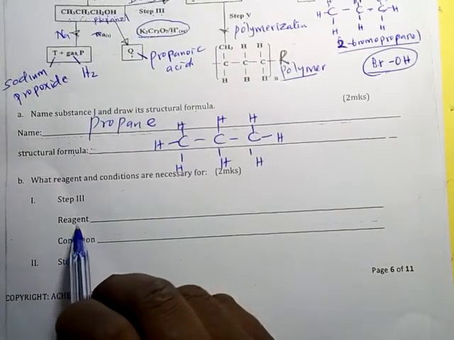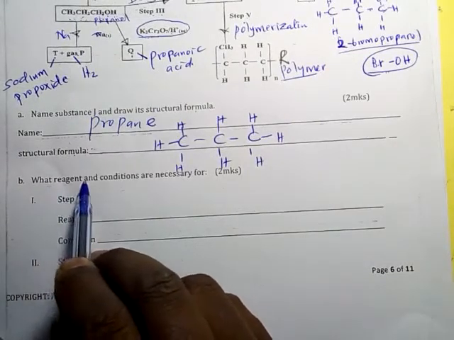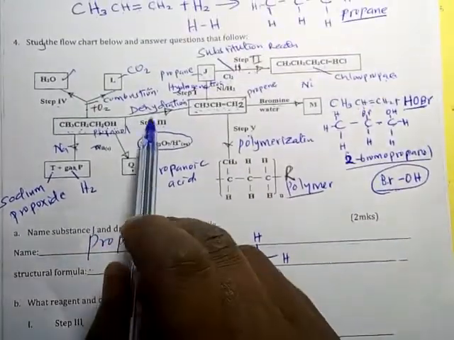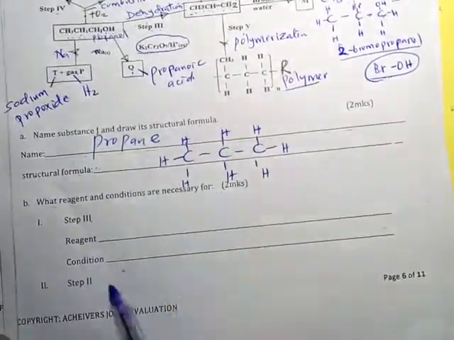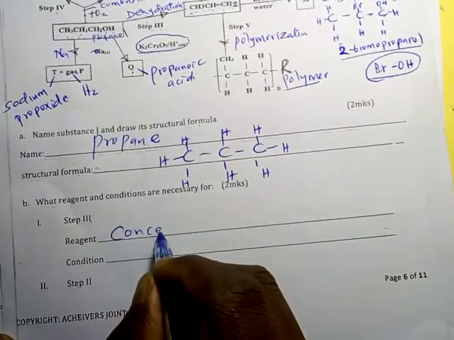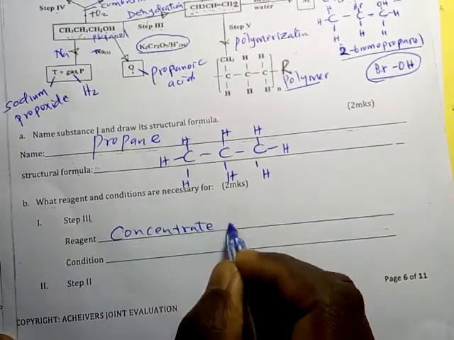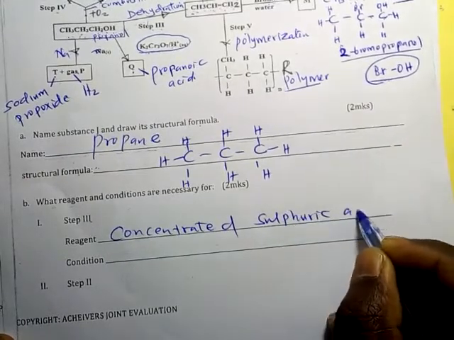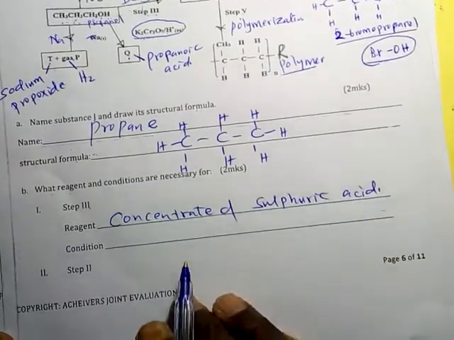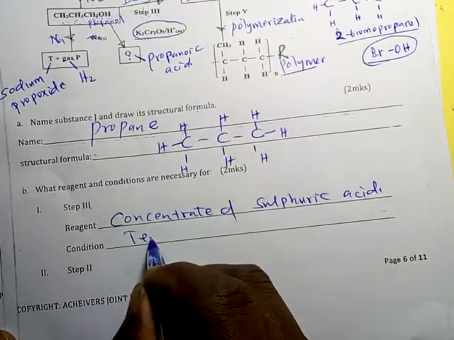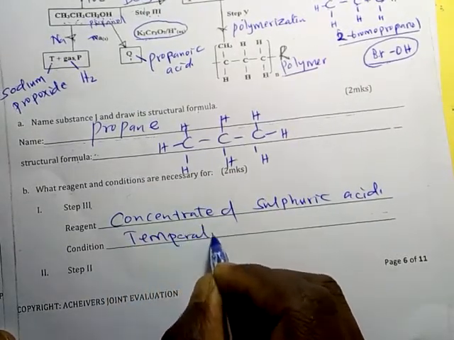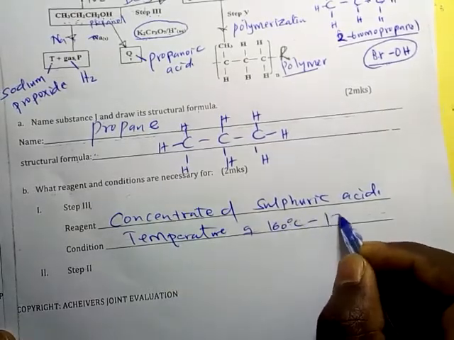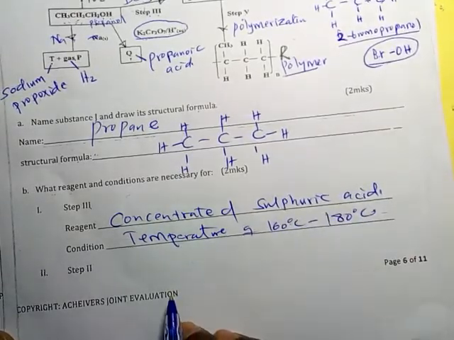Next question: what reagent and conditions are necessary for step 3? Step 3 is dehydration. Therefore, we know the reagent is concentrated sulfuric acid. The condition is a temperature, heat. Temperature of 160 degrees Celsius to 180 degrees Celsius.